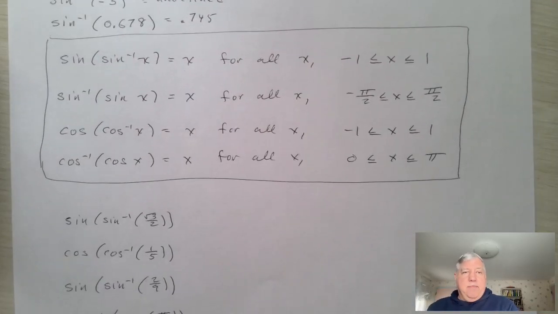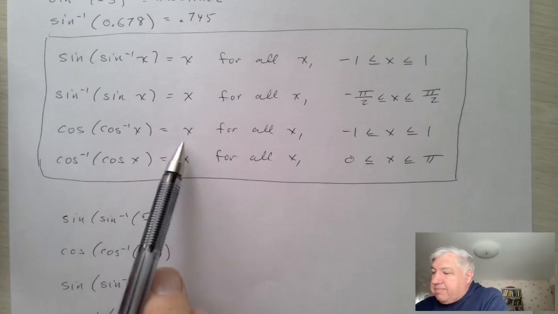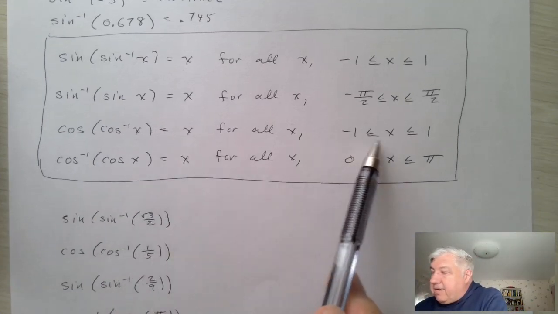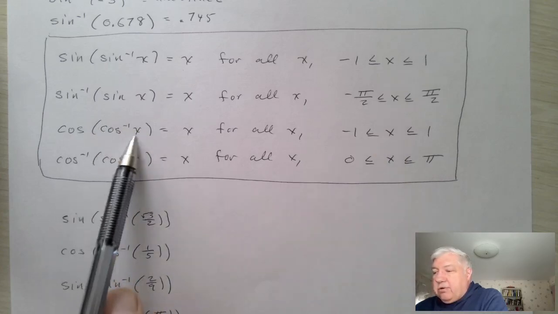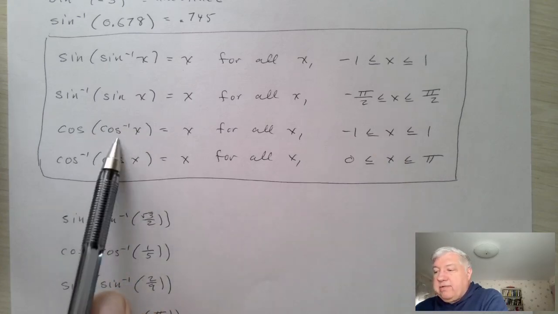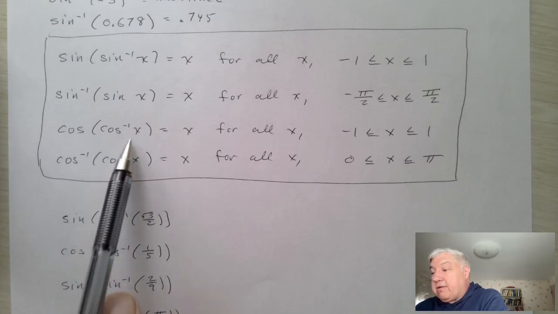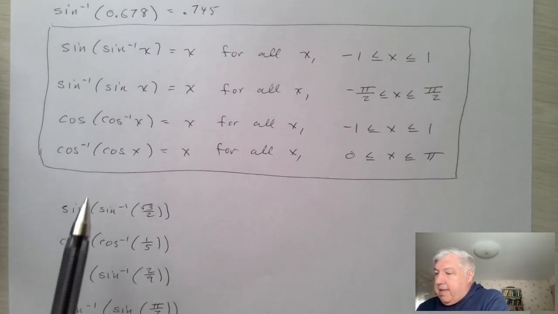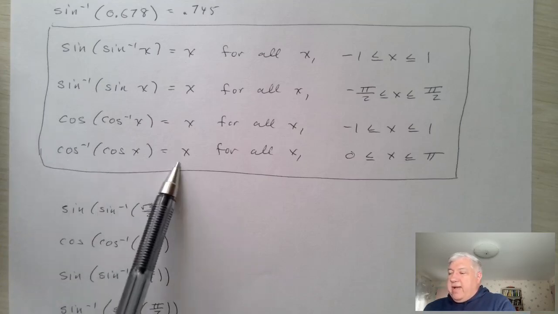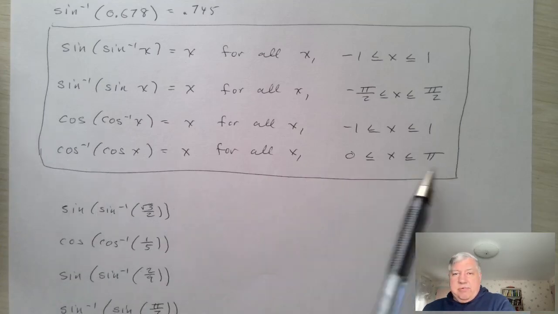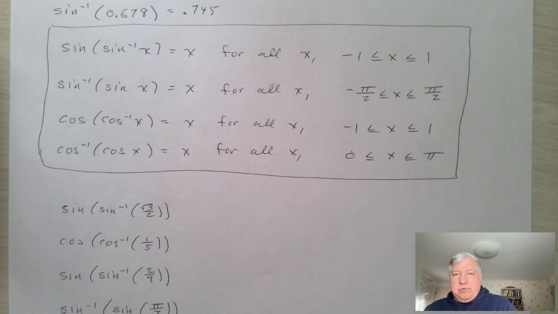And then the cosine of the inverse cosine of x, once again, this has to be x for all x between -1 and 1, because we said this angle has cosine of x. So the cosine of this angle is x. And then similarly, the inverse cosine of a cosine of x is x as long as x is in this range, because that's the range of the inverse cosine.